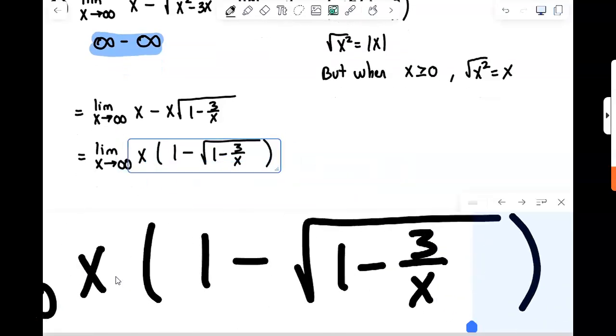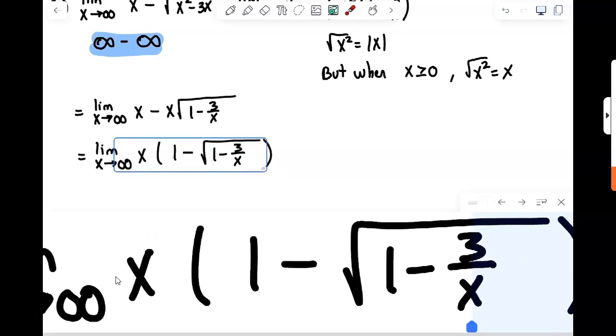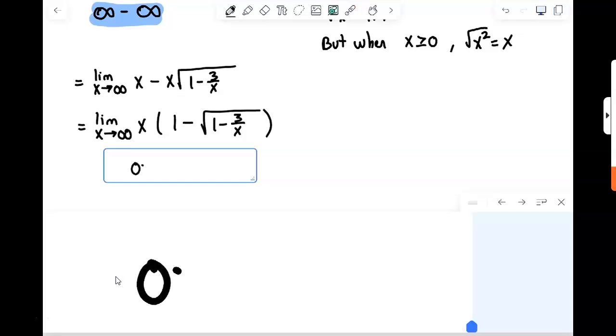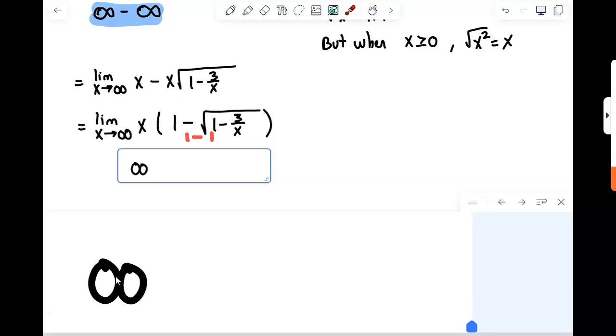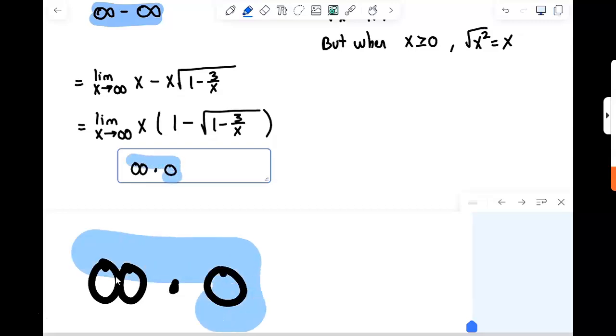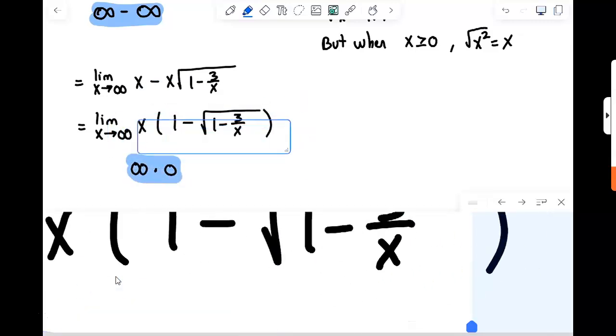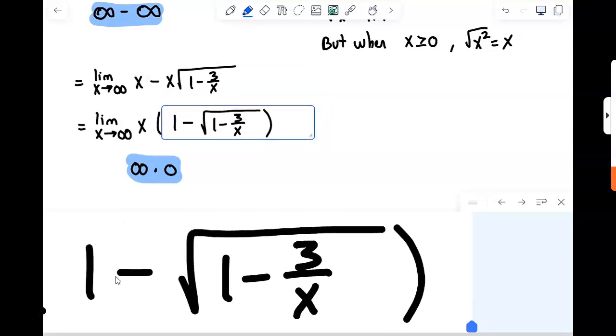And no longer do I have an infinity minus infinity limit. What I actually have is x going to infinity. This stuff here, well, the 1 is going to go to 1. The 3 over x will go to 0. So this is actually going to be 1 minus 1. So this is now transformed into an infinity times 0 limit. By factoring, we get the infinity out. That left us with a 0 on the inside. So we had an infinity times 0 limit.